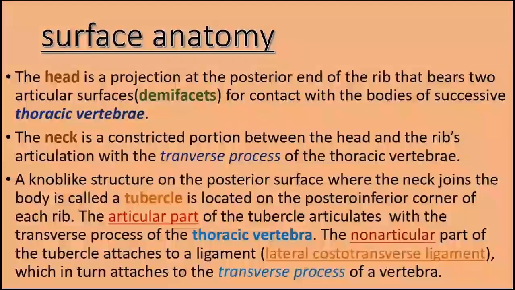A knob-like structure on the posterior surface where the neck joins the body is called a tubercle, and it is located on the posterior inferior corner of each rib. The articular part of the tubercle articulates with the transverse process of the thoracic vertebrae. Then the non-articular part of the tubercle attaches to a ligament, which is the lateral costotransverse ligament, which in turn attaches to the transverse process of a vertebra.